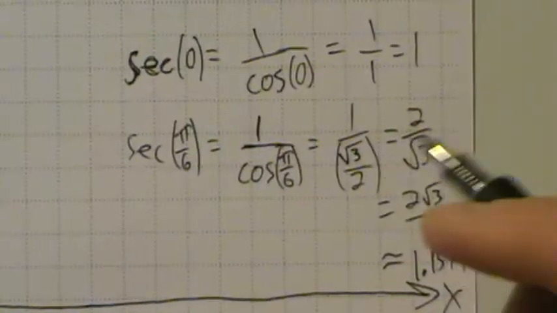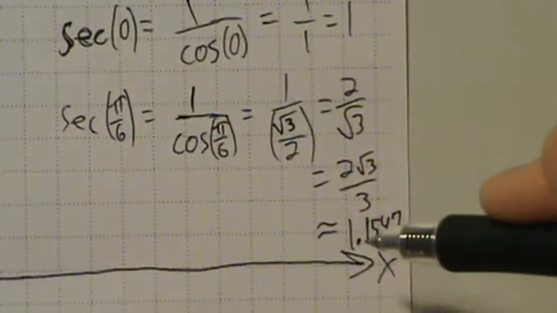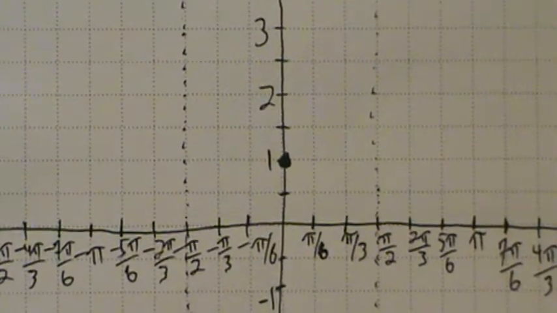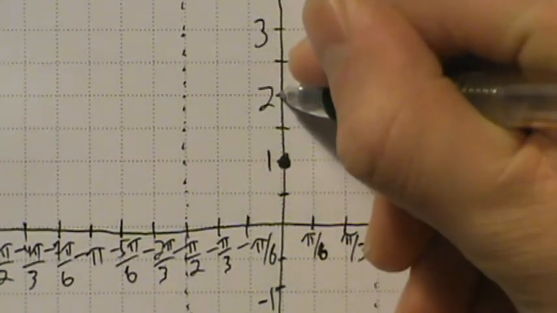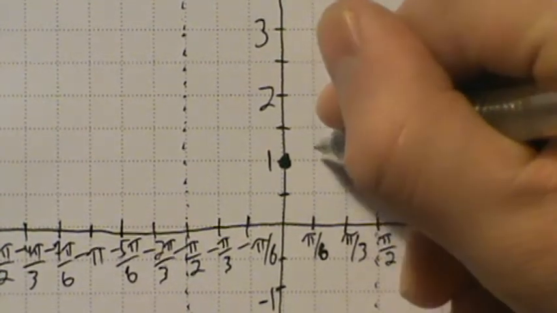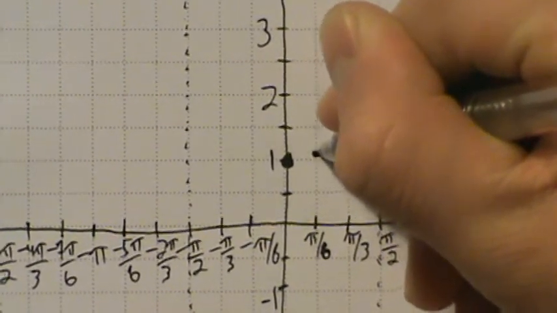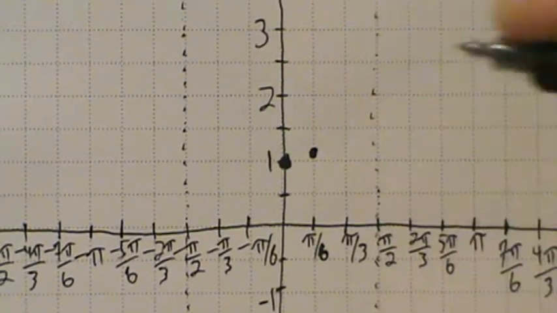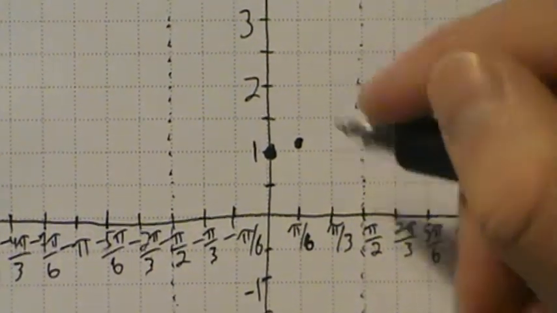So when x is pi over 6, the corresponding y-coordinate is about 1.1547. Let's go ahead and plot that. So (pi over 6, 1.1547). Here's 1, here's 2, so here's 1.5. So 1.1547 is actually pretty far down here. It'll be right about there.